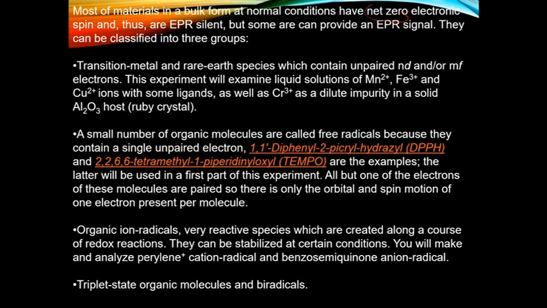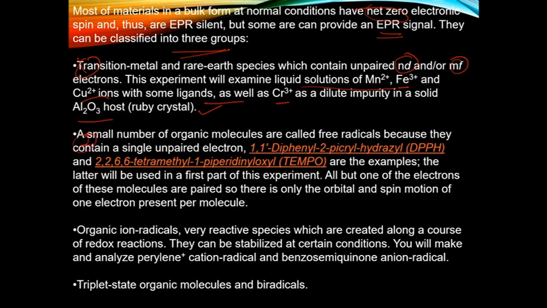Pairing usually results in zero electronic spin, thus EPR is silent, but some species can provide an EPR signal. They can be classified into three groups. Let us look into them. First is the transition metal and rare earth species, which contain unpaired d or f electrons. The experiment will examine liquid solutions of Mn2+, Fe3+, and Cu2+ with some ligands, as well as chromium, diluted in solid aluminum oxide as a solid sample.